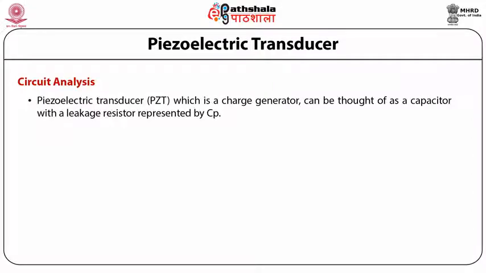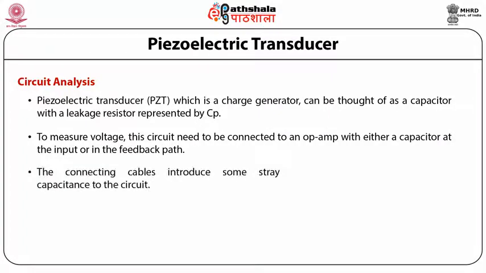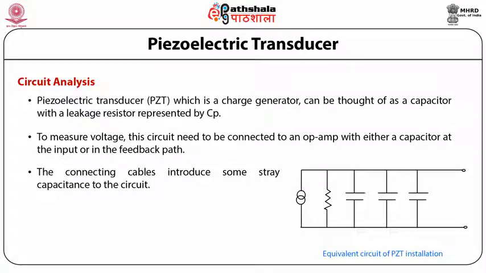So let us now discuss the circuit analysis of piezoelectric transducer. Piezoelectric transducer PZT, which is a charge generator, can be thought of as a capacitor with a leakage resistor represented by Cp. So in order to measure the voltage, this circuit needs to be connected to an op-amp with either a capacitor at the input or in the feedback path. So the connecting cables introduce some stray capacitance to the circuit.